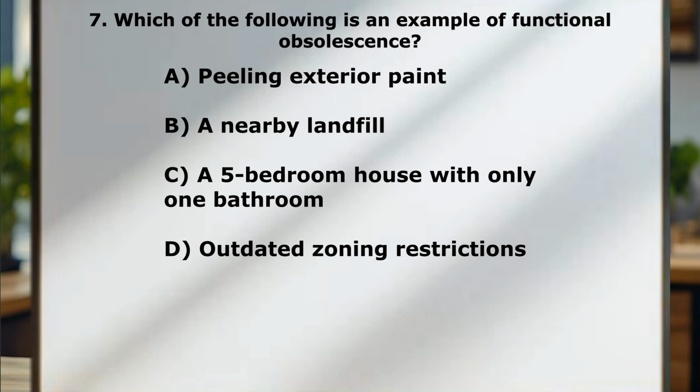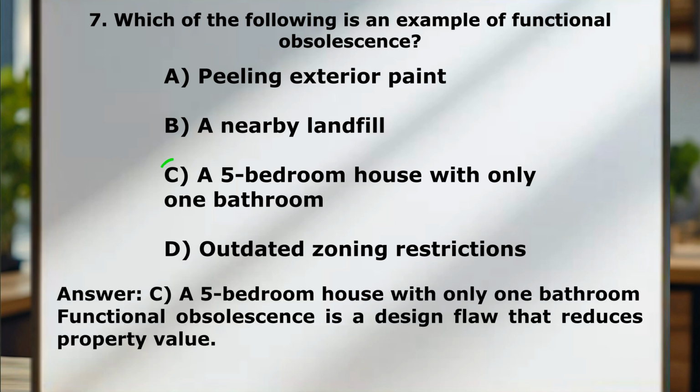D, outdated zoning restrictions. Correct answer here is C, a 5-bedroom house with only 1 bathroom. So functional obsolescence is typically some sort of design flaw, maybe a bad layout, something like only 1 bathroom for 5 bedrooms, and that's going to typically reduce the property's value.